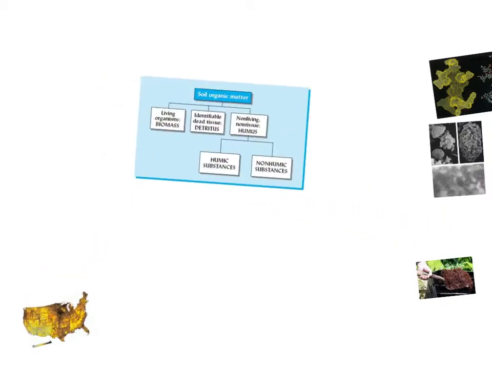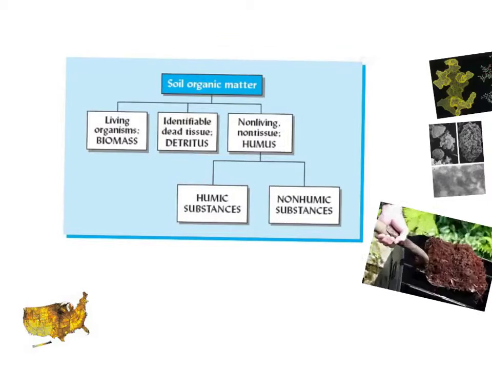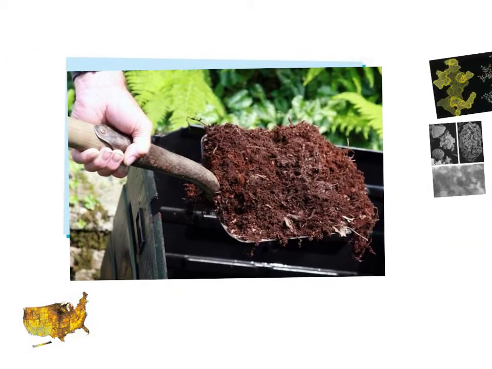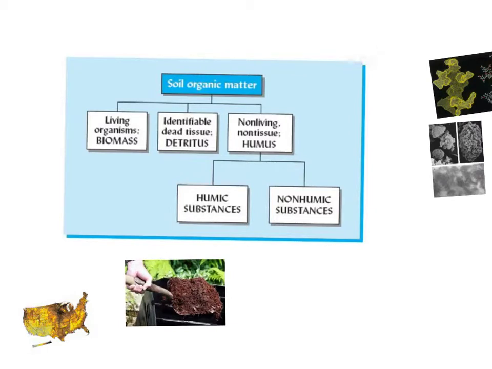In Figure 11.7 in your book, we have this diagram of the types of organic matter that exist in soil. We have, of course, organic material in the living organisms, in the biomass. We also have what we call identifiable dead tissue, detritus. Let me show you a picture of that here. So there's some plant root material, mainly, maybe some old plant material that's fallen from the limbs and things like that, and that's what we would consider detritus.